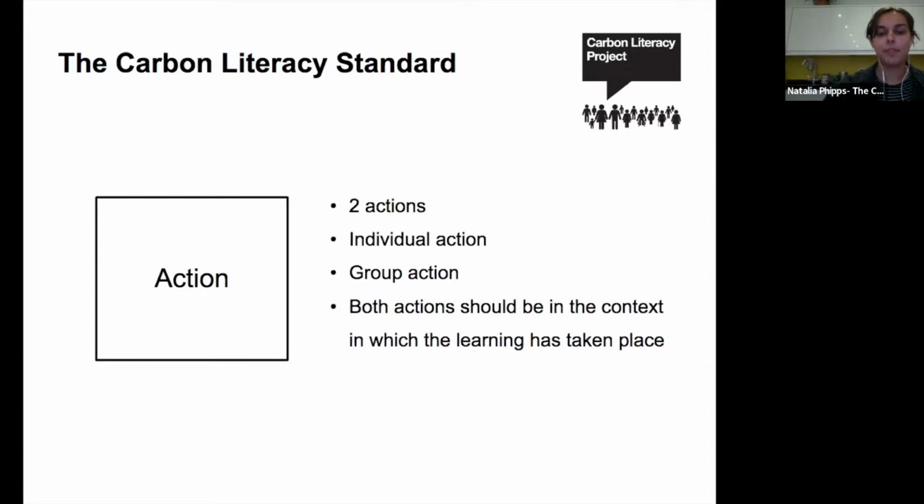One action is an individual action, something the learner can do without the permission of others. You can just go ahead and do it. The second one is a group action, something you can do with your colleagues or your friends and your family, alongside others as part of a wider group. Both of those actions should be in the context of where the training takes place, so really focusing on your job role within your sector, in this case museums.